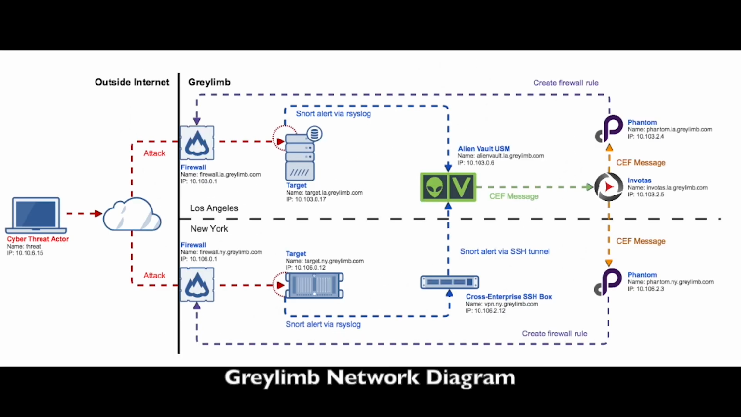Each office has a local Snort intrusion detection system, a Phantom orchestrator, and a firewall to analyze network traffic and defend against cyber threats. For a multi-regional defense, the AlienVault platform correlates the Snort alerts and coordinates with a multi-region Invotas orchestrator. With multiple networks, there can be simultaneous attacks on multiple locations.